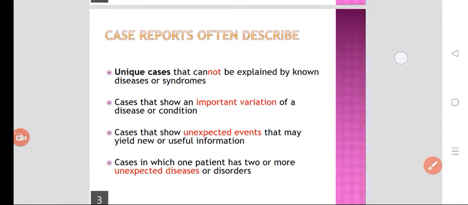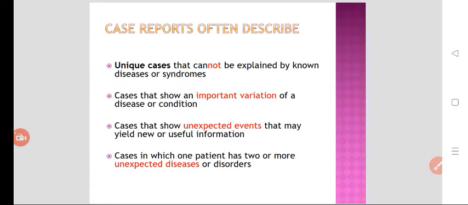Now, case reports often describe unique cases that cannot be explained by known diseases or syndromes. Whatever is normal is not reported in case reports. Unique cases, where there is something different. Some clinical features, unknown or extraordinary, or some unique things that you have to explain in case reports.